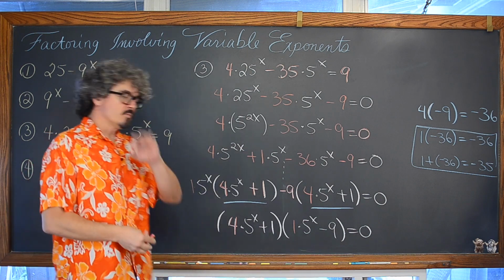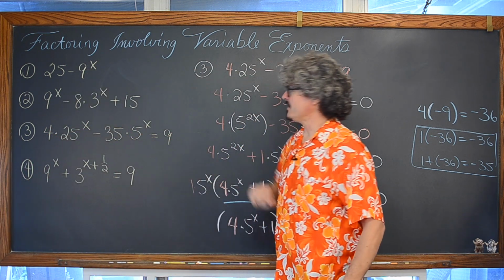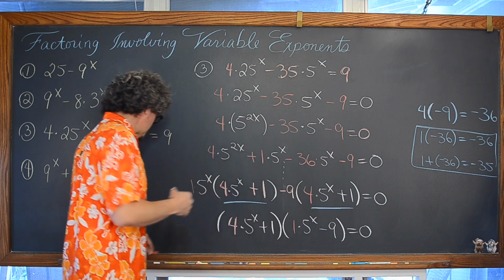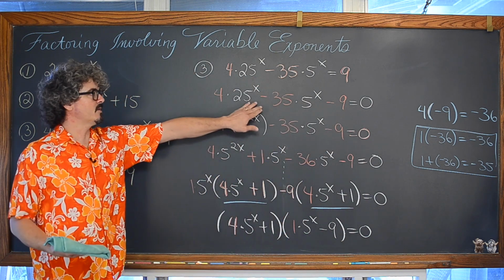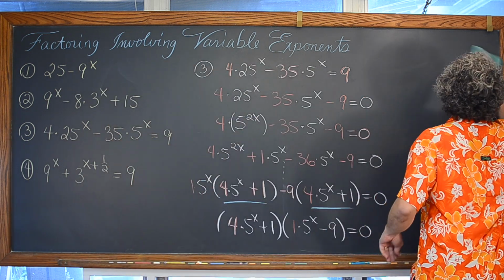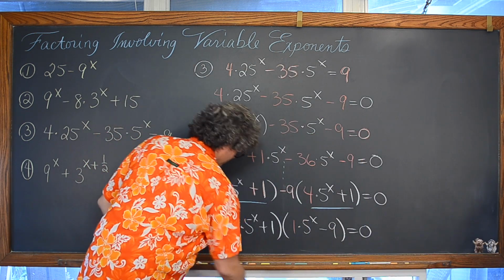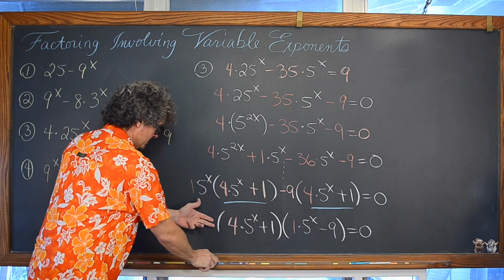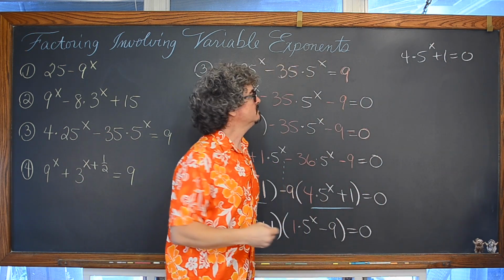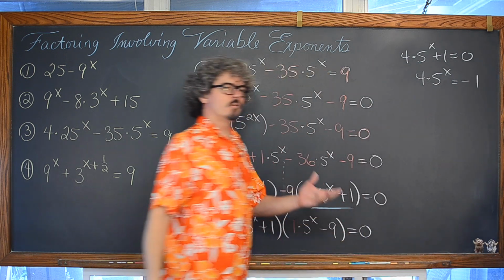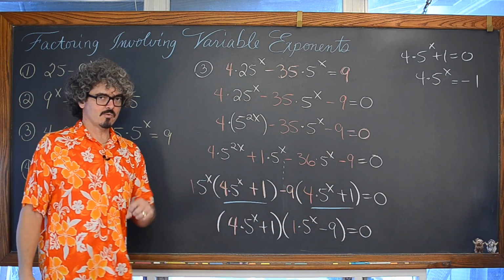Okay, so since number 3 was the first example that gave us an equal sign, let's go ahead and finish solving this quadratic pattern equation. We're going to set our first factor equal to 0. We're going to subtract by 1.